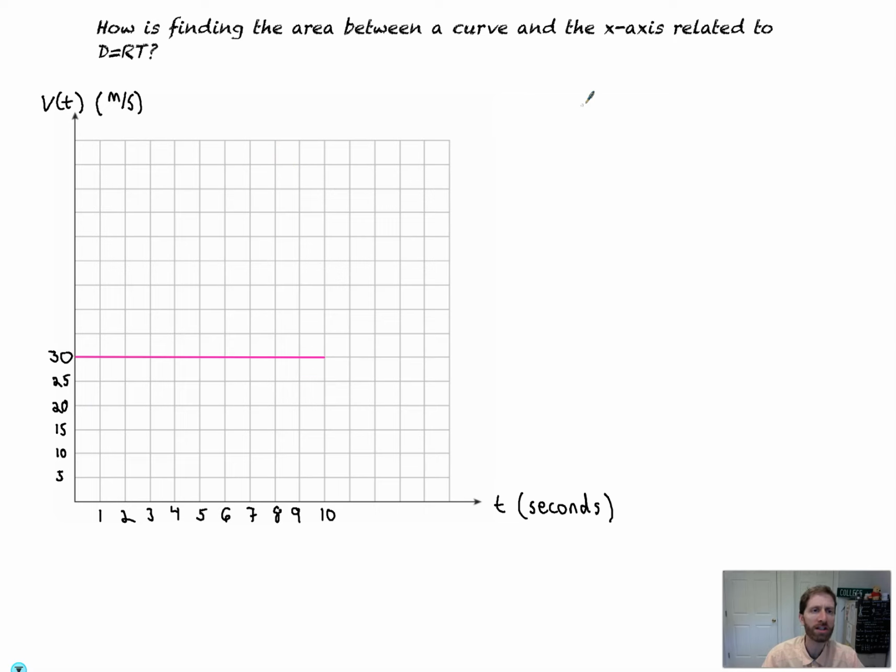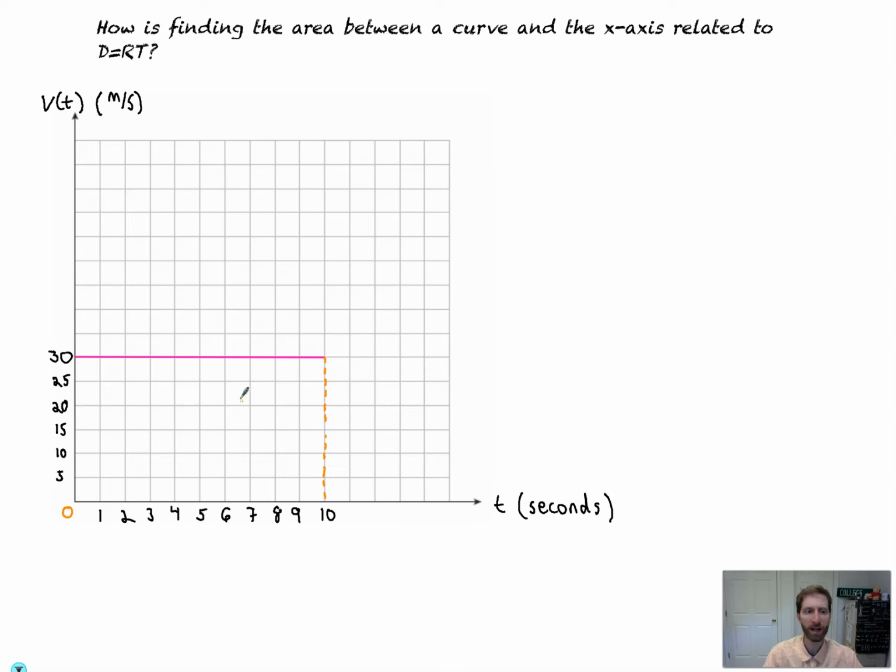Well, if we take a look at distance equals rate times time, what I've given you is a velocity graph. So this would be the rate, how fast something is going and the direction it's going in. So it appears we're going at 30 meters per second at a constant rate. And we're going over a time span from 0 to 10 seconds. So let's think about this. If we find the area between this curve and the x-axis right here, in this case it's the t-axis, we'd basically be finding the area of this rectangle.